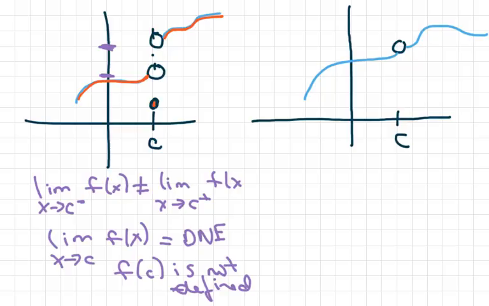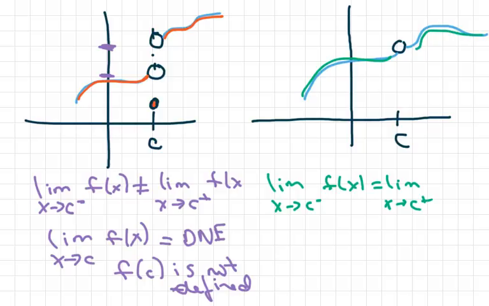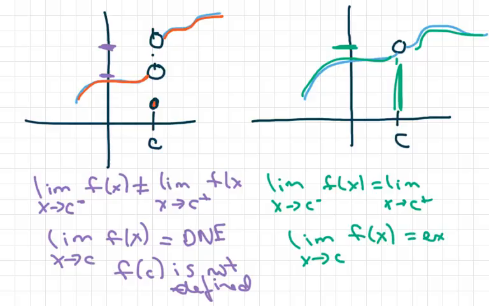Okay? Now, this one, we have the limit as x approaches c from the left of f of x does equal the limit as x approaches c from the right. So it still comes to this c here. It's this point right here. Therefore, the limit does exist. However, f of c is not defined. There's a hole. So a lot of vocab here.